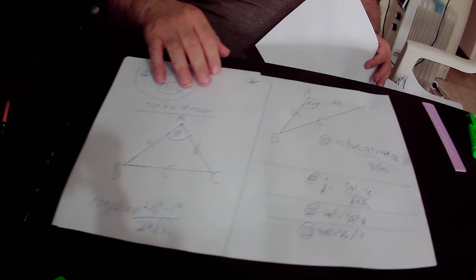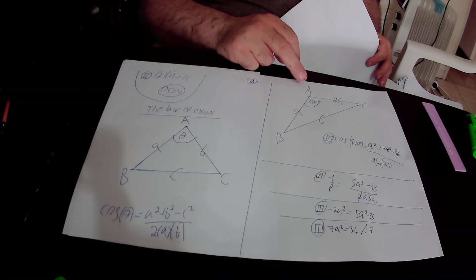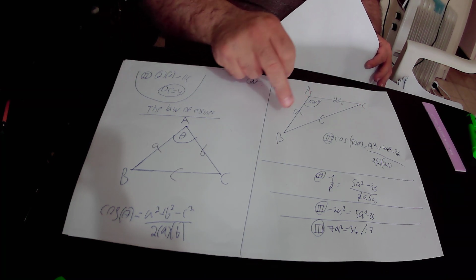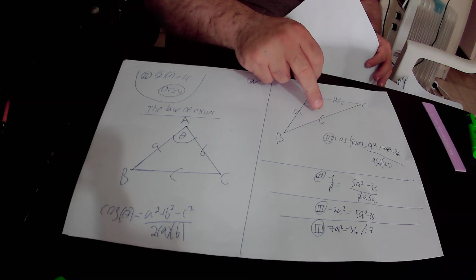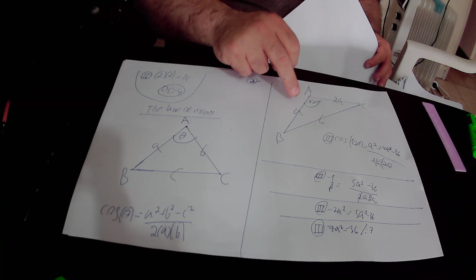We implemented the law of cosines in this triangle ABC, so I copied it from the original drawing. Here, cosine 120 degrees will be equal to a squared plus 2a squared, that is 4a squared, minus BC squared, that is 6 squared, that is 36, over 2 times a times 2a.